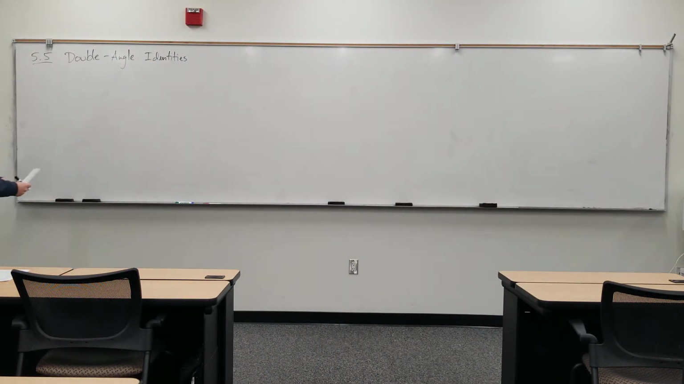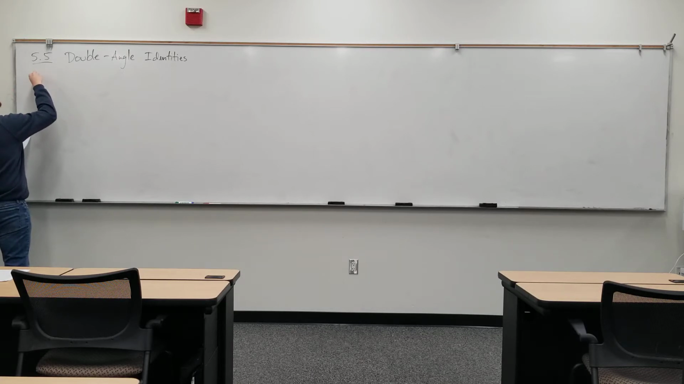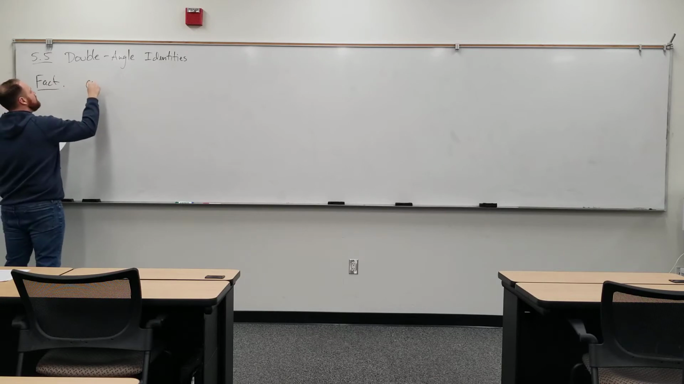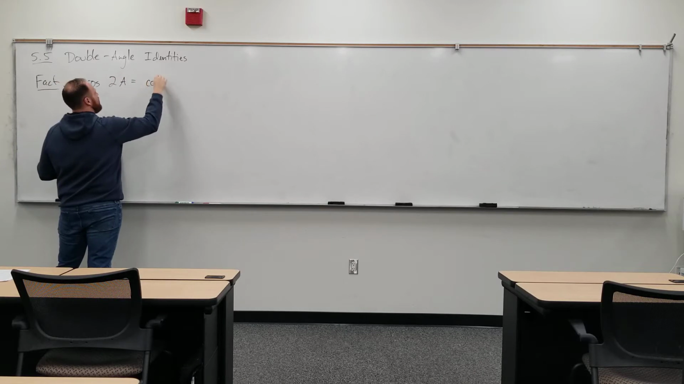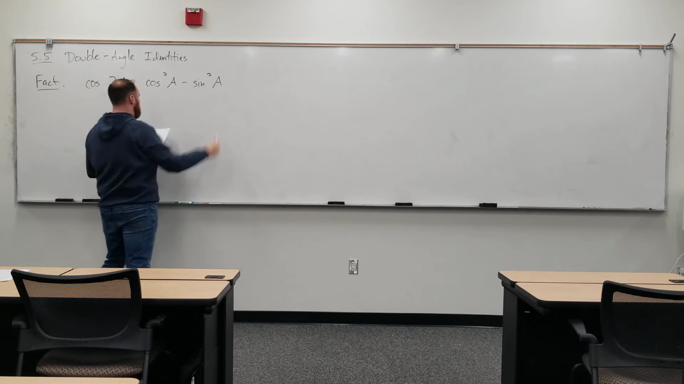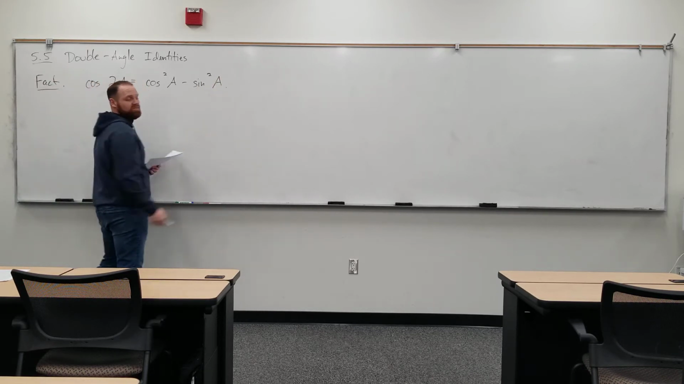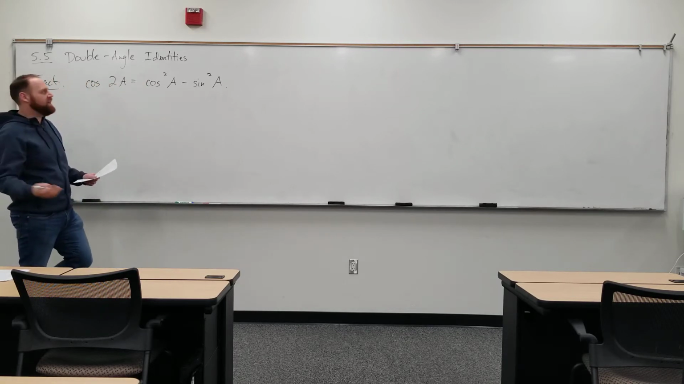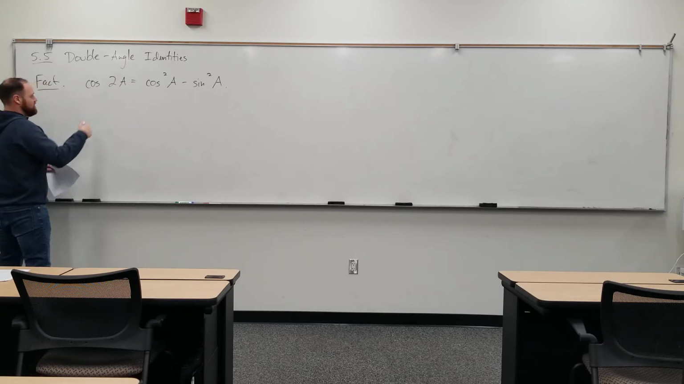Double angle identities. So I'm going to prove the first one to you. Cosine 2a is cosine squared a minus sine squared a, which is kind of nice. Cosine squared plus sine squared is 1, right? Now you know cosine squared minus sine squared is cosine of double the angle, right? So that's kind of nice. Anyway, it's a short proof.